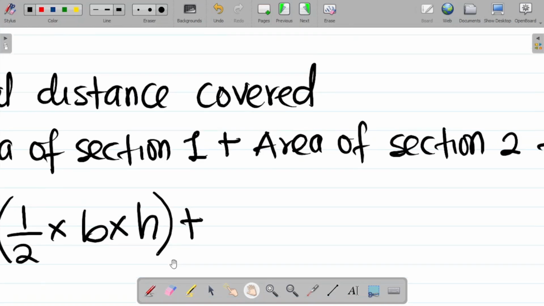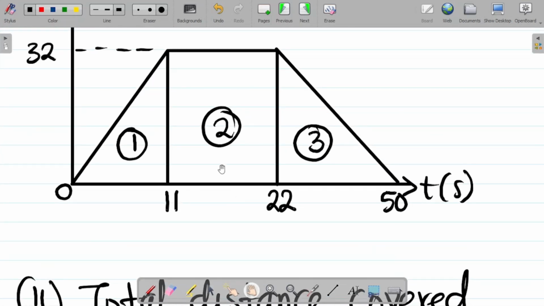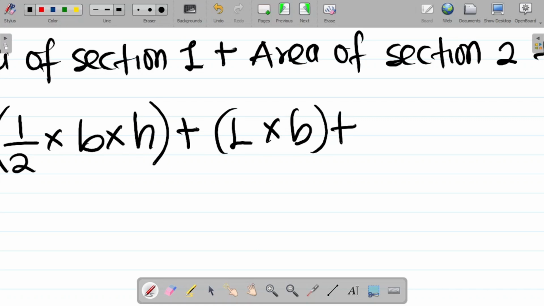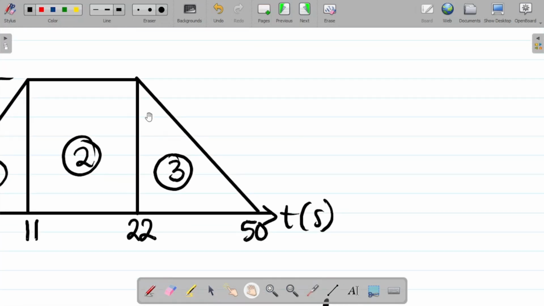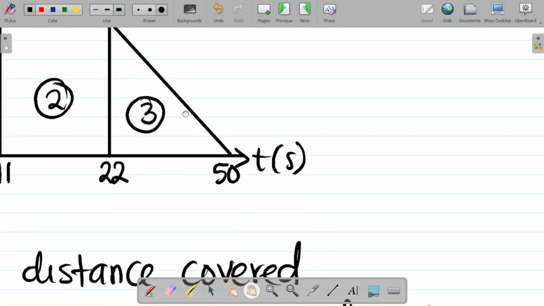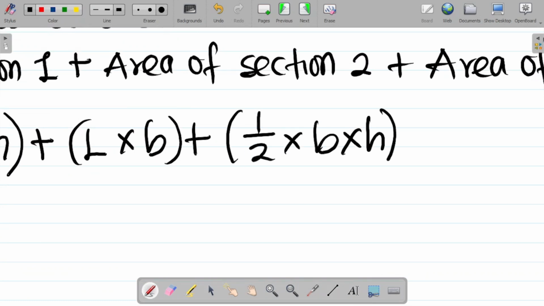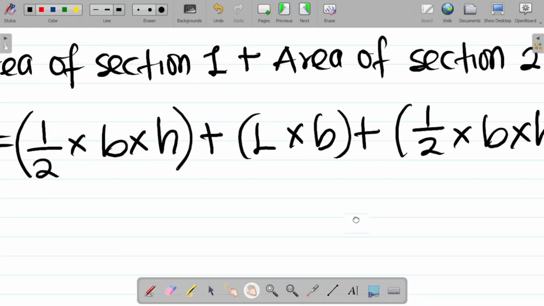For section 2, you can say it's a rectangle. So I have this as length of section 2 times the breadth of section 2, plus, for section 3, if you look at this, I have a triangle. This section 3 here is a triangle. It becomes area of a triangle, half times breadth times height. Okay, so this is a faster method as compared to our previous classes.